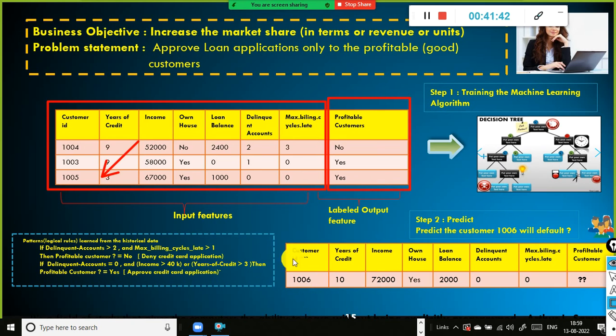For example, this customer is a new customer. He applied for a loan. He is a first time customer. His years of credit is something like that, and his income is 72,000, and he is owning a house. Loan balance is 2,000. He has no delinquent accounts related history, and nothing else. Now your algorithm, based on the patterns which it learned from this historical data, can this algorithm approve the loan for this customer or not?